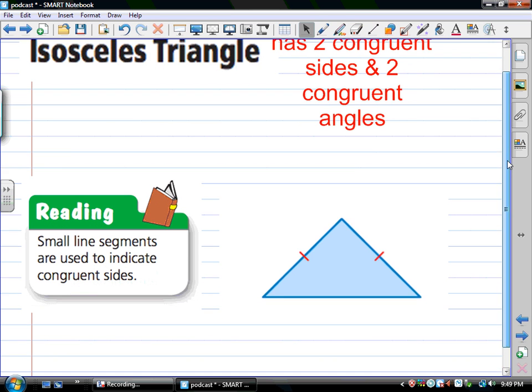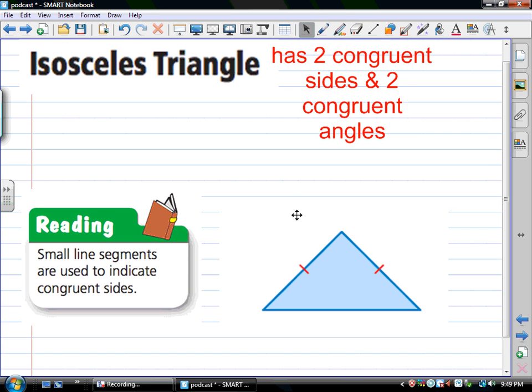You usually can tell if it's an isosceles triangle because they will use small line segments to indicate the congruent sides. So right here, they're going to use small line segments, hash marks, tick marks, to indicate that these two sides are congruent. Plus 10 if you said congruent means equal.